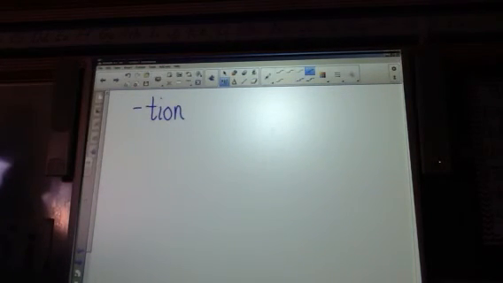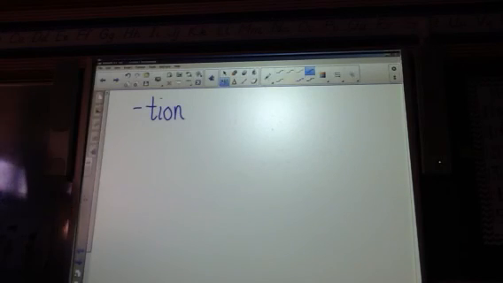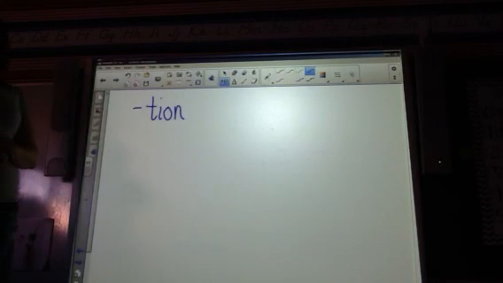All right, we are going to practice spelling some words with final stable syllable T-I-O-N and coding some words with that final stable syllable on your worksheets today. So I will get those papers and we'll get started.